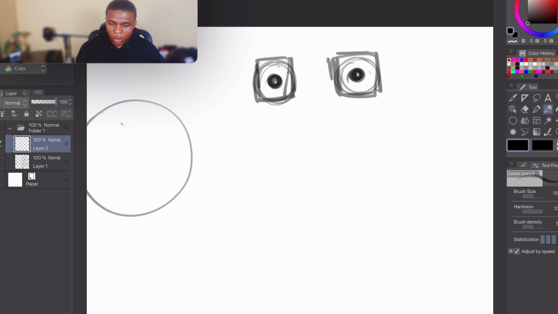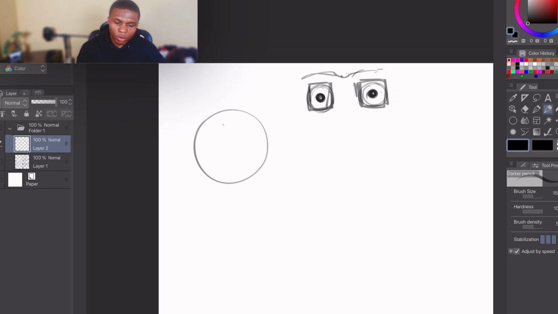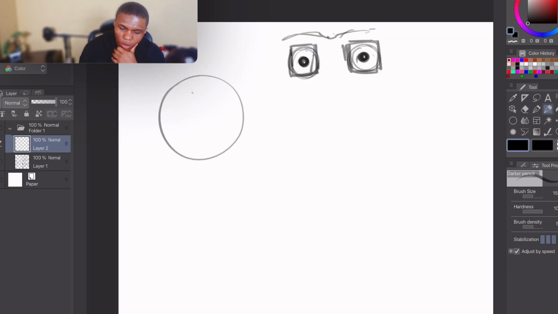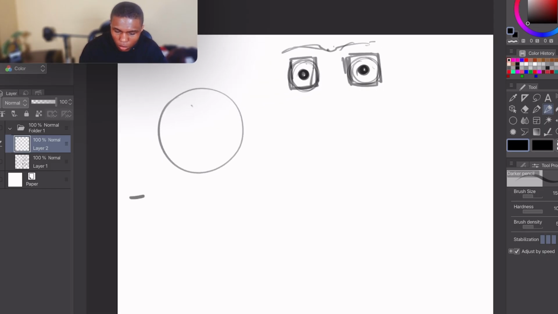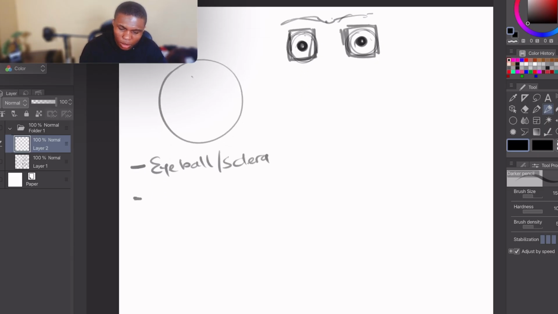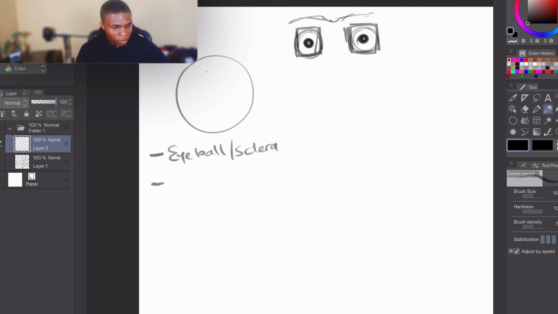On the socket, we'll have our brow ridge here. So the parts of the eye, we have our eyeball or sclera, and we have our iris.